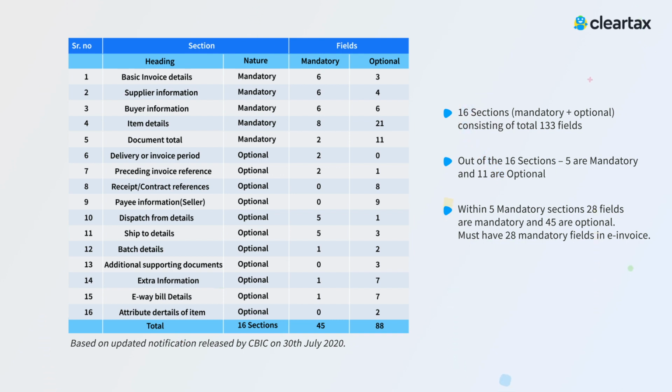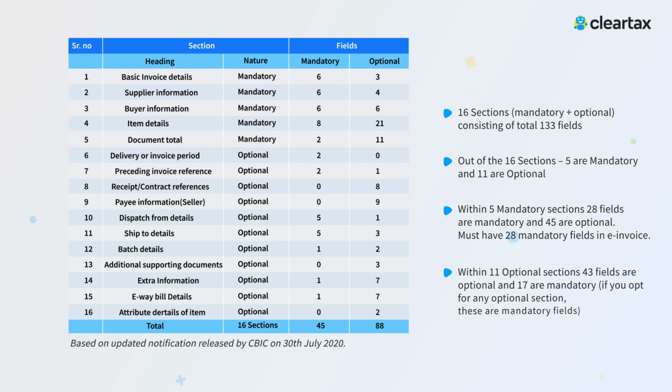You must have the 28 mandatory fields in an e-invoice. Within the 11 optional sections, 43 fields are optional and 17 are mandatory. If you opt for any optional section, these are mandatory fields.